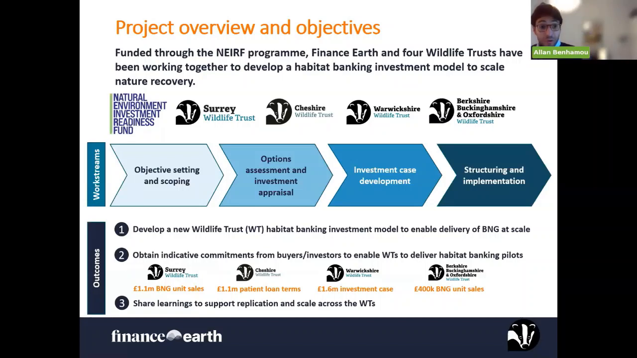As a quick recap on the objective, our goal was to develop a habitat banking investment model to enable delivery at scale. So working with specific pilot sites at first, with the intent to replicate that to all the sites in the future. Our second objective was to obtain indicative commitments from buyers and investors to enable the Wildlife Trust to deliver habitat banking pilots.